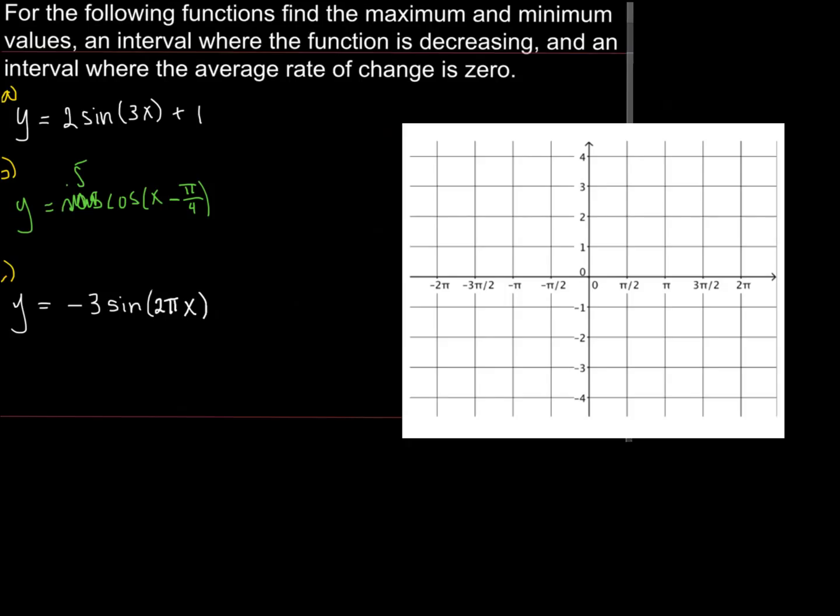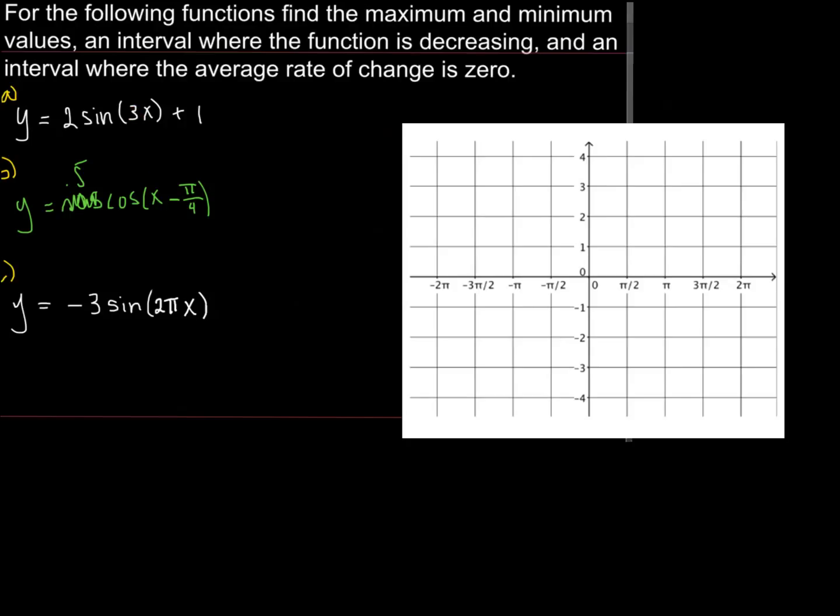Alright, so thinking about A here, just looking at this function, I can figure out the max and minimum values. So I know that the biggest value that I could ever get will be 1 plus whatever the biggest value that 2 sine of 3x can be. And I know that the biggest value that I can ever have of a sine is 1. So if the biggest it can ever be is 1, 2 times 1 will be 2. The biggest that this expression can be is 2. So 2 plus 1 will be 3. My maximum is going to be 3.